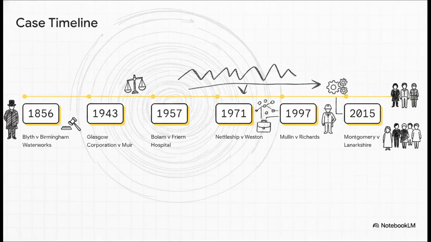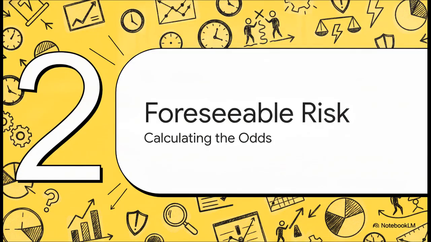Let's move on and see how this builds across the decades. Charting a course from 1856 right up to 2015, we can actually watch how courts have constantly had to refine what this hypothetical reasonable person looks like as society gets more complex. We're going to trace this exact path today to see how the law responds to changing times, shifting technologies, and evolving social values. Moving on to Section 2, measuring foreseeable risk.